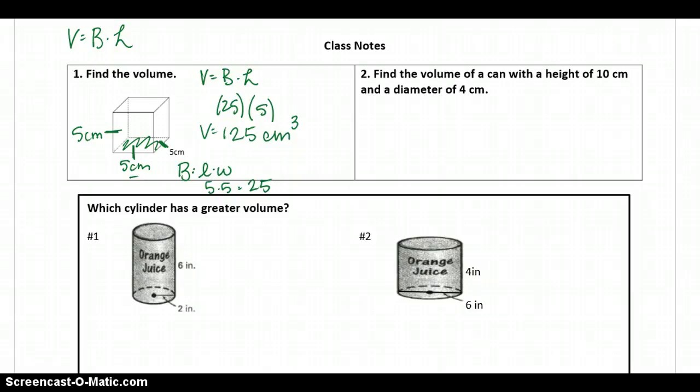Example number 2. We're finding the volume of a can with a height of 10 centimeters and a diameter of 4 centimeters. So our formula again will be V equals B times H. But before we find B and H, let's draw a picture. We have a can. A can is in the shape of a cylinder. So I'm going to draw my cylinder.